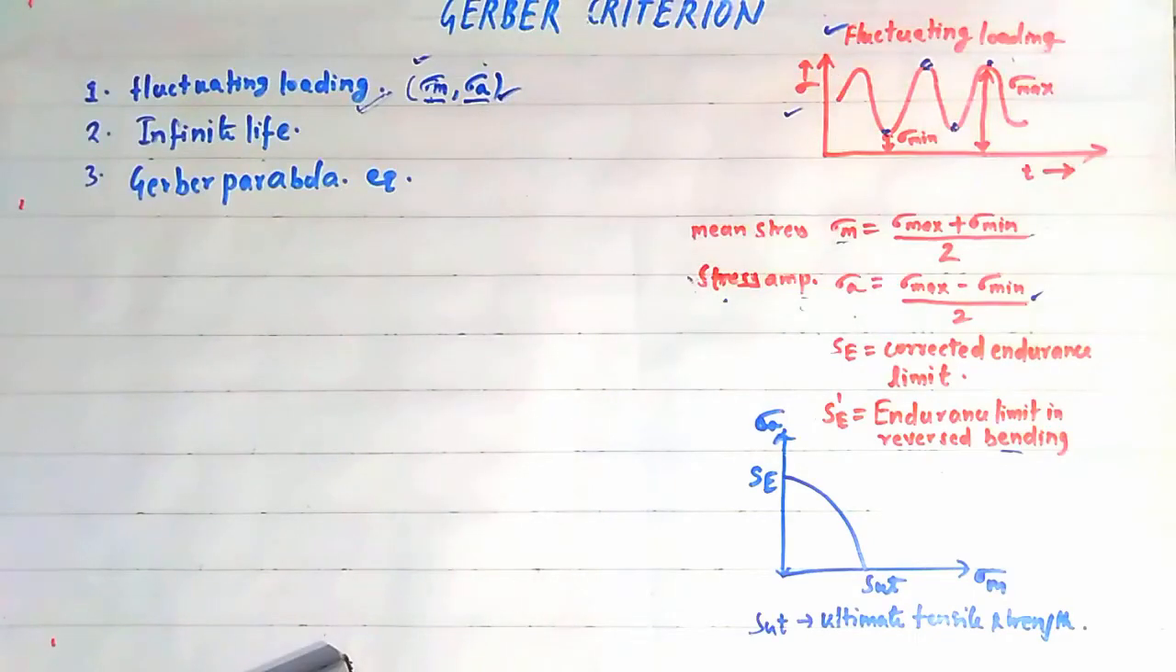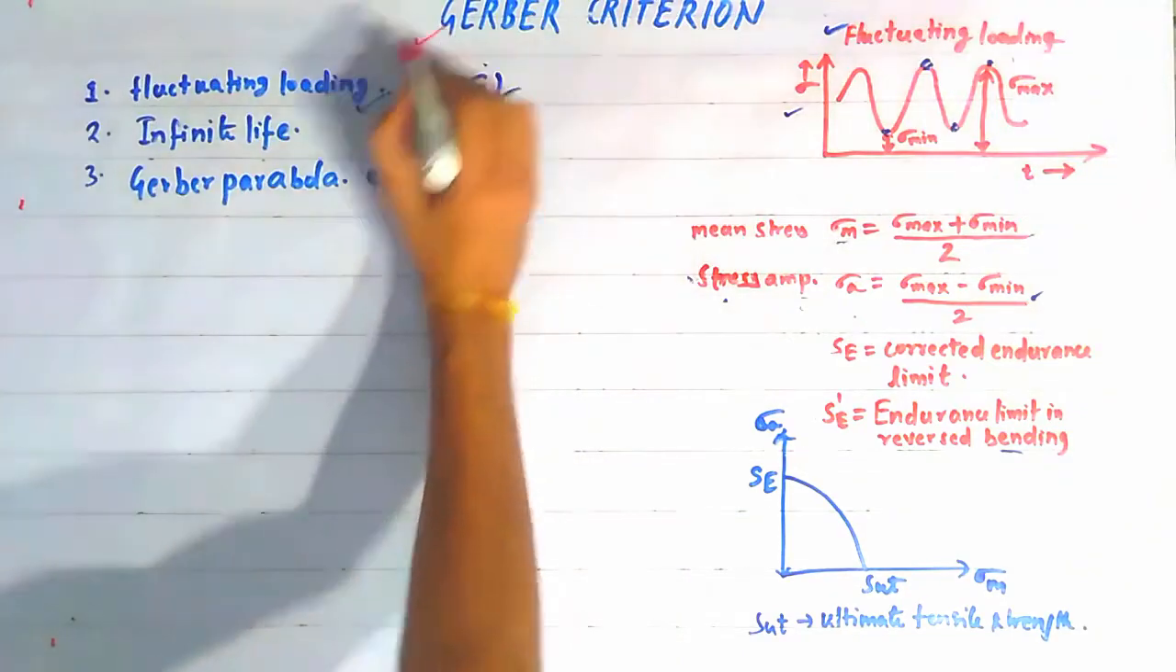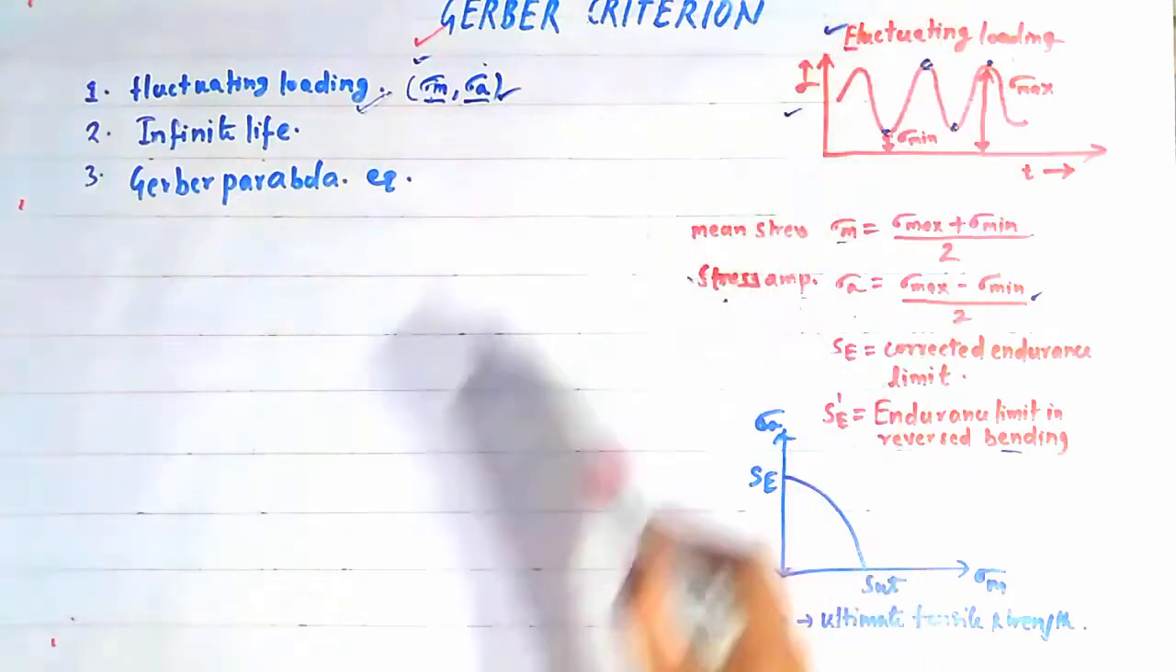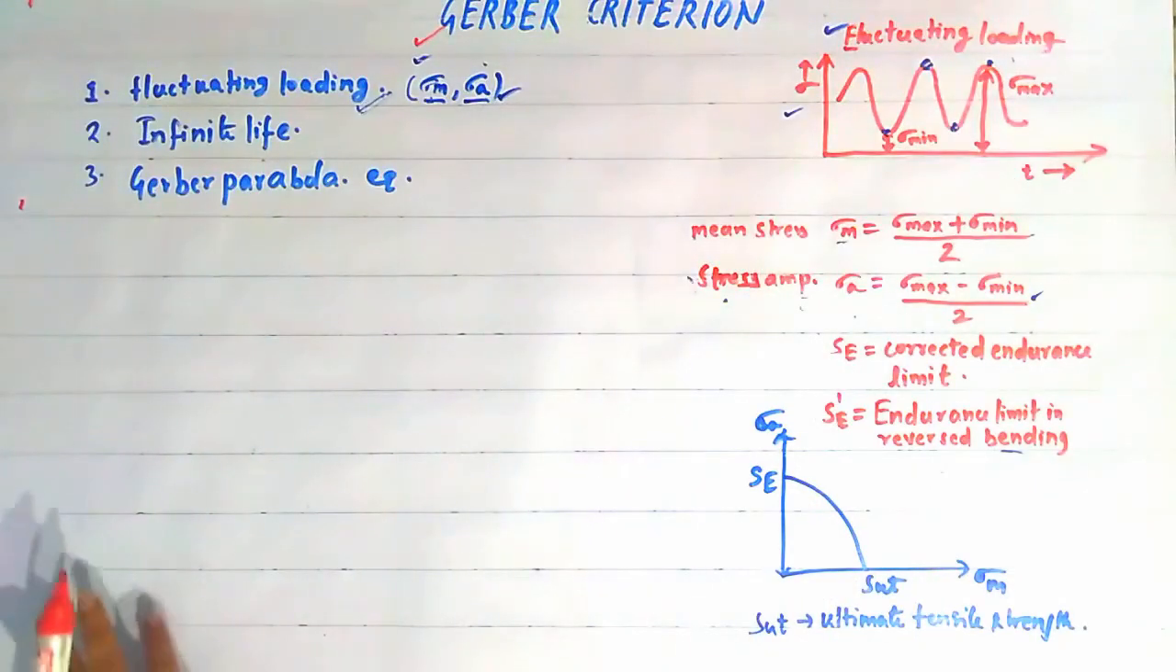Friends, today we are going to discuss the Gerber criteria. It is a very important criteria of failure which is used to design the components which are subjected to the fluctuating loading condition. So let's start the topic without wasting any time.